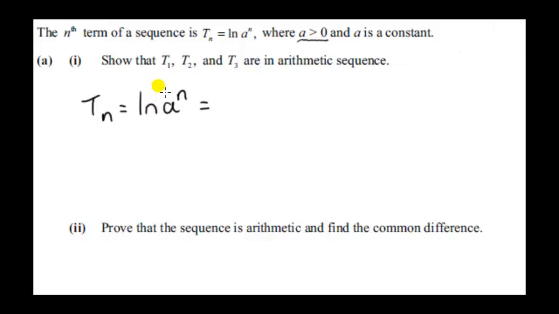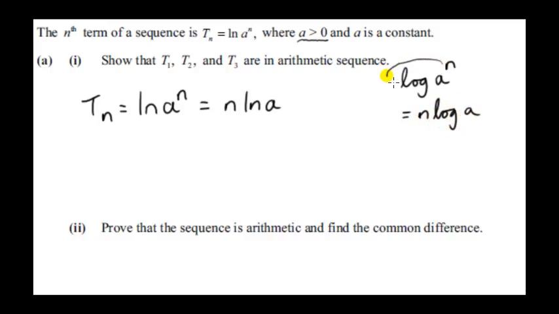Now we want to write down t1, t2 and t3. Well, let's look at t_n. We can use one of our rules of logs to rewrite this as n multiplied by ln of a. The rule that we're using here is that for the log of something raised to a power, a to the power of n, we can just multiply in front by the power. We can just bring the power down in front. And it doesn't matter what base this log is. It could be base 9 or base 10 or any base, or base e in this case.